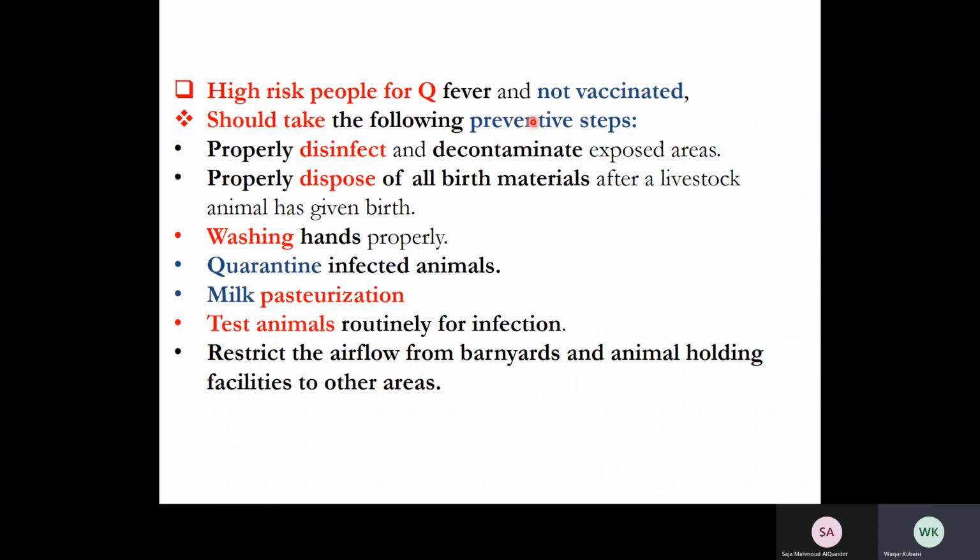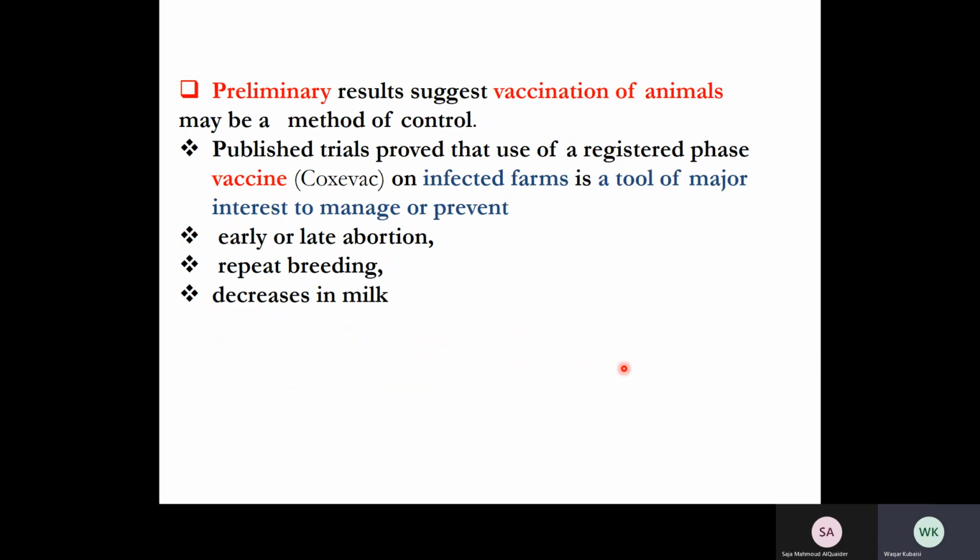The high-risk group for Q fever, if they are not vaccinated, should take the following prevention. Properly disinfect and decontaminate the area, proper disposal of birth material or animal products, washing hands, quarantine infected animals, milk pasteurization, test animals routinely. Just now we said every year they should be tested annually for infection. Restrict the airflow from the barnyard and animal holding areas.